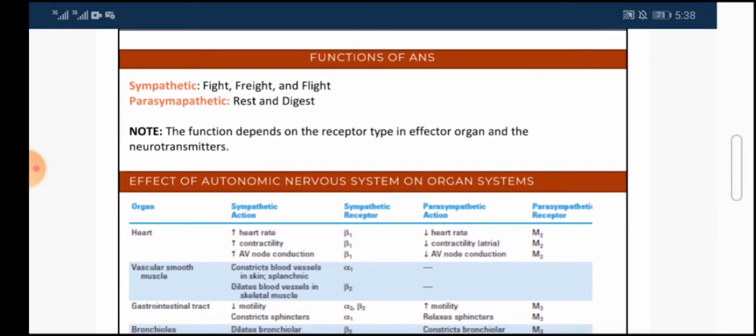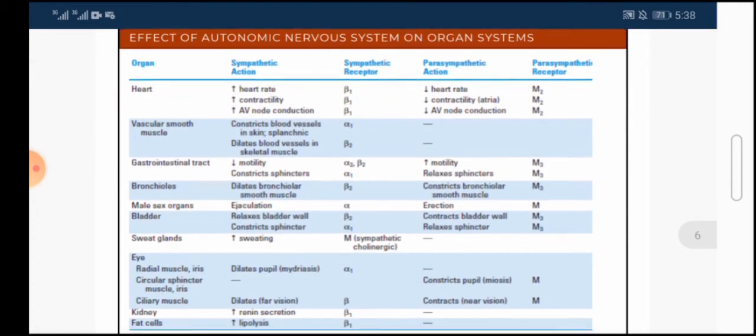Remember the functions of the ANS: sympathetic, fight, fright, and flight; parasympathetic, rest and digest. Again, note the function depends on receptor type in effector organ and neurotransmitters. This table shows you the effect of autonomic nervous system on organ systems. We are going to have two examples: heart and bladder. Try to read the rest of these organs, and if you found anything tricky, do not hesitate to ask.